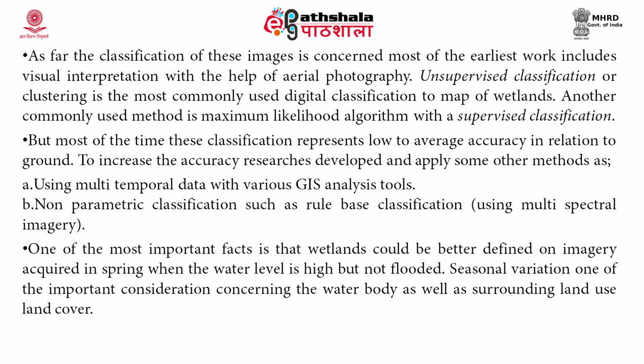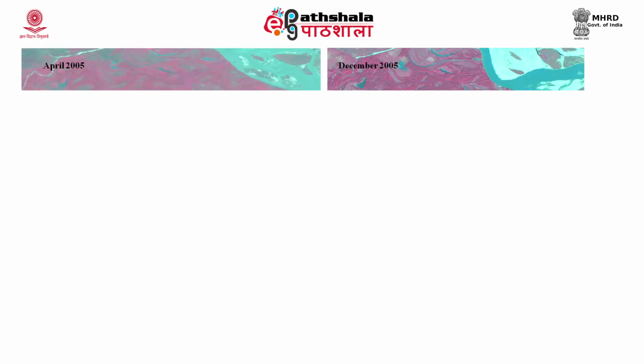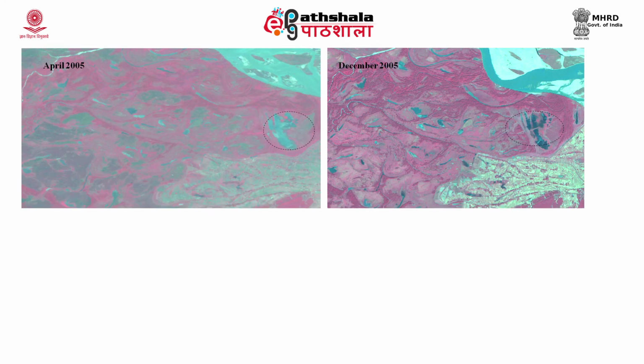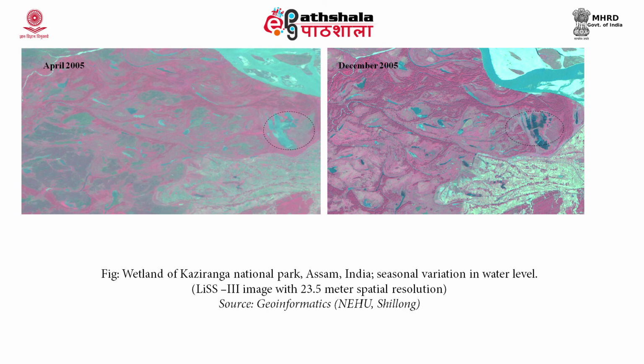One of the most important facts is that wetlands could be better defined on imagery acquired in spring, when the water level is high but not flooded. Seasonal variation is one of the important considerations concerning the water body as well as the surrounding land use, land cover. Here what you can see are images taken in different seasons, and the water level can be clearly depicted in the images.